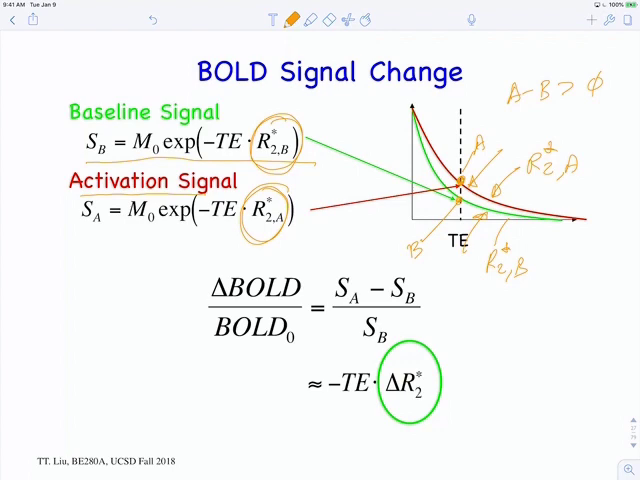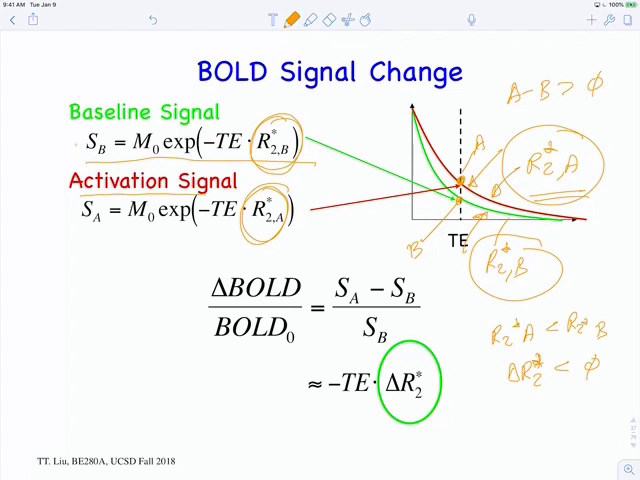So for that to happen, what must have happened to R2 star? Did it increase or decrease with activation? Is this rate slower or faster than this rate? So the R2 star must have gone down. R2 star A must be less than R2 star B, and that means delta R2 star, which is the difference between those, is less than 0.